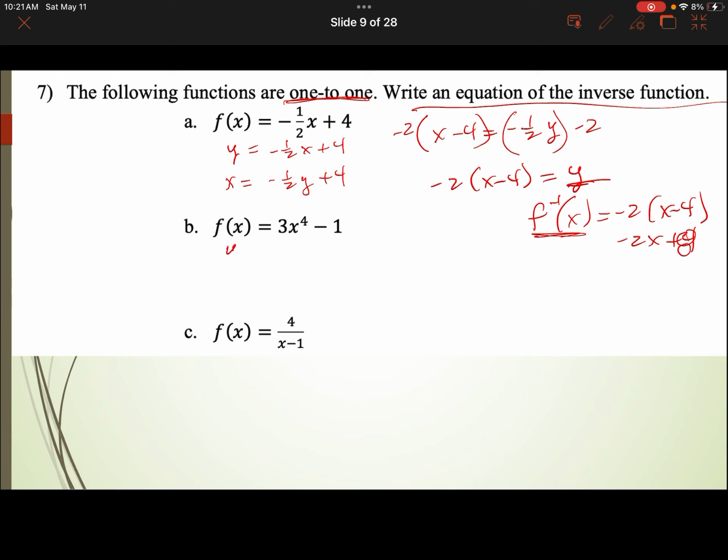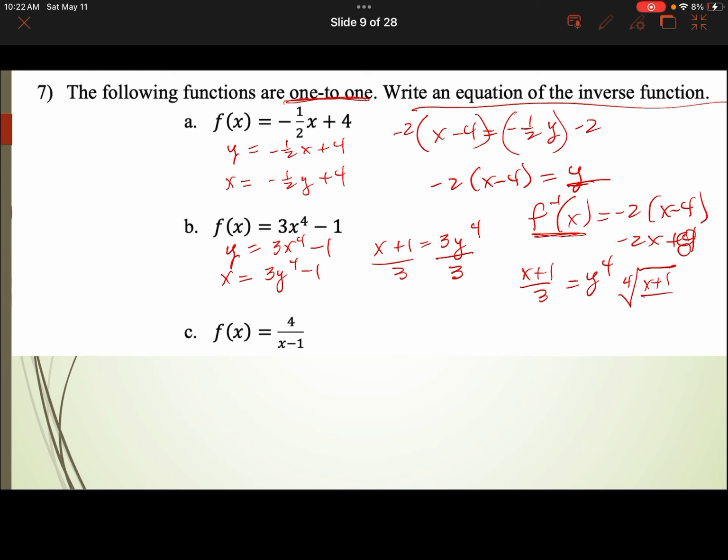Okay, so again, I change the f of x to y, and then switch the x and the y, and then add 1, divide by 3, so I get x plus 1 over 3 equals y to the 4th. How do I get rid of the 4th root? I do the 4th power, and get the 4th power, and just leave it as x plus 1 over 3. And then I write it as f inverse, again, is the 4th root of x plus 1 over 3.